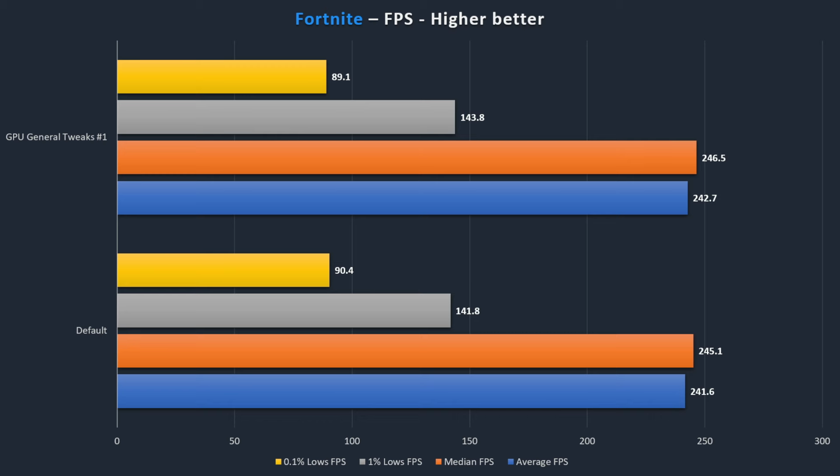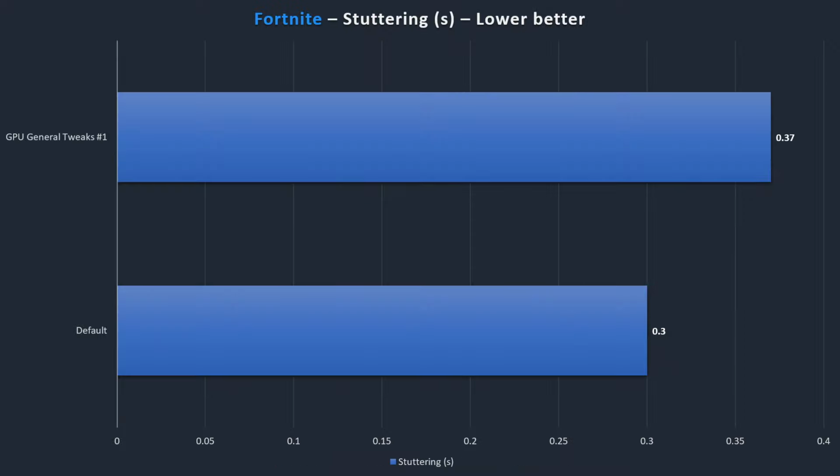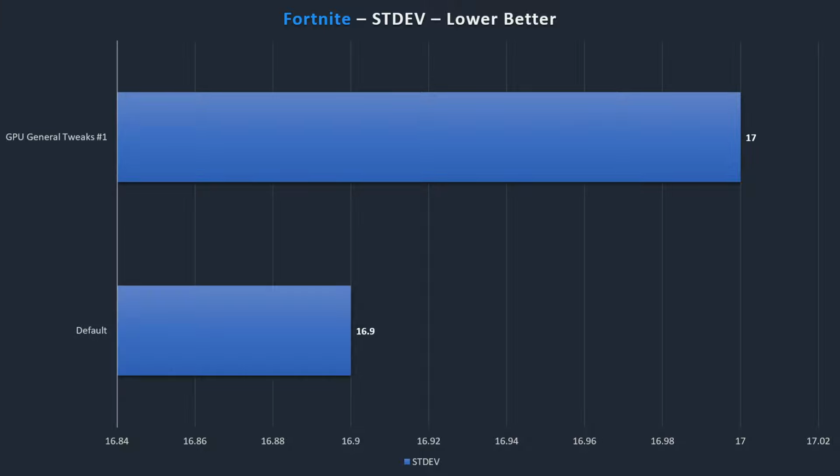As you see, all metrics are actually the same. We haven't got a huge improvement. Yes, some metrics are higher with the GPU general tweaks, and the only metric that is worse is the 0.1% low. But guys, as you see, we're talking about a 1 FPS difference, not a real difference. The stuttering is the same, the standard deviation is exactly the same.